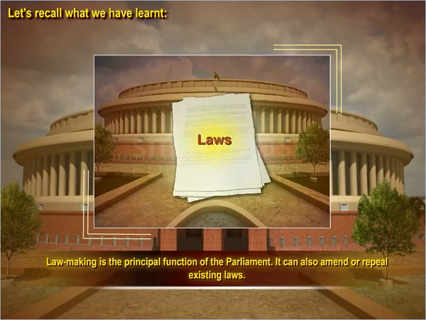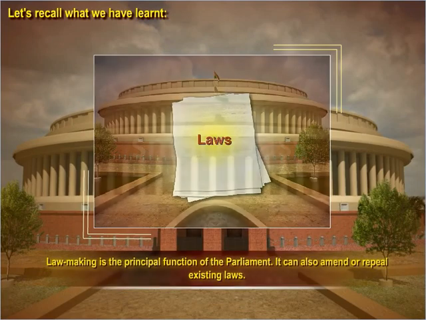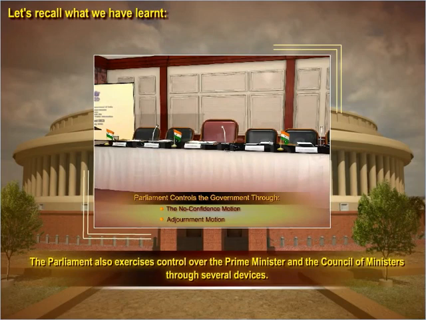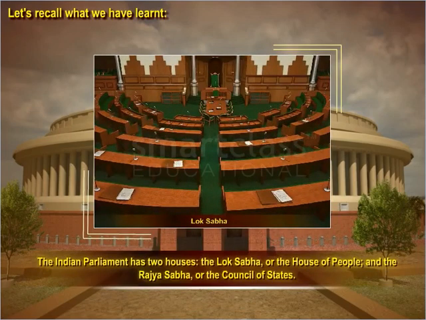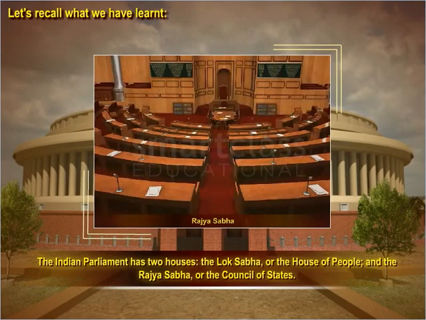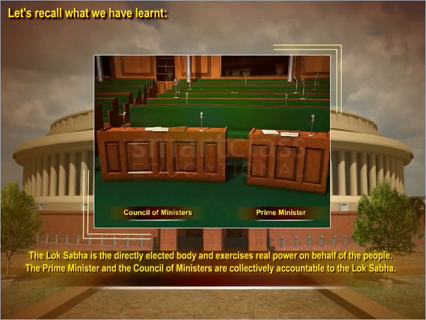It can also amend or repeal existing laws. The Parliament also exercises control over the Prime Minister and the Council of Ministers through several devices. The Parliament acts as the custodian of the national purse and controls the national budget. The Indian Parliament has two houses, the Lok Sabha or the House of People and the Rajya Sabha or the Council of States. The Lok Sabha is the directly elected body and exercises real power on behalf of the people.